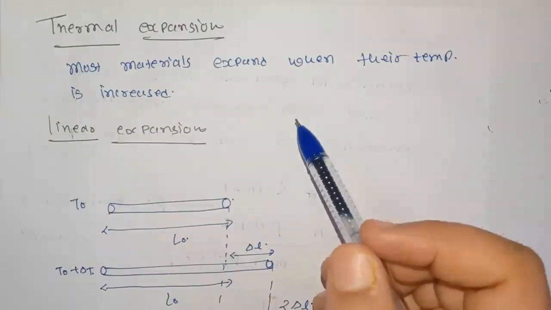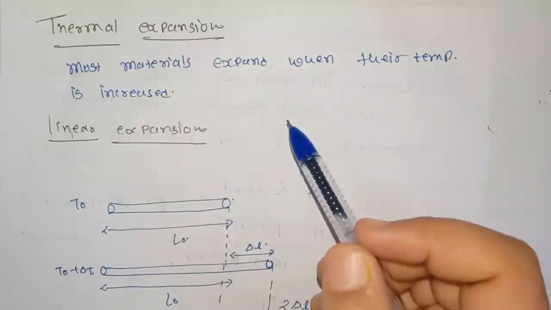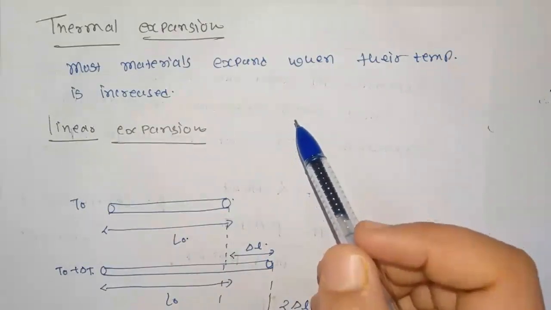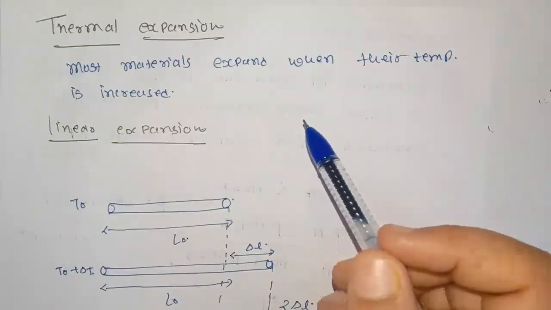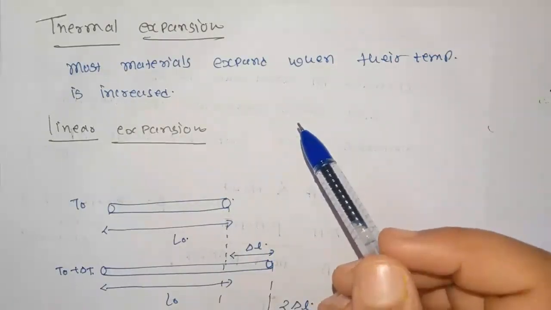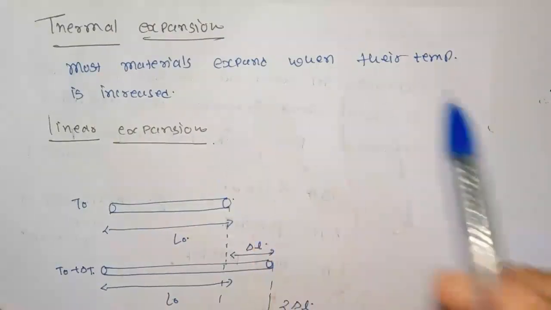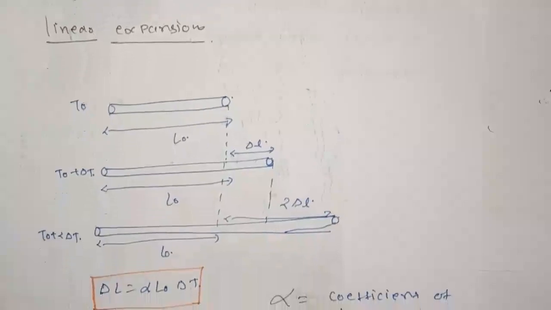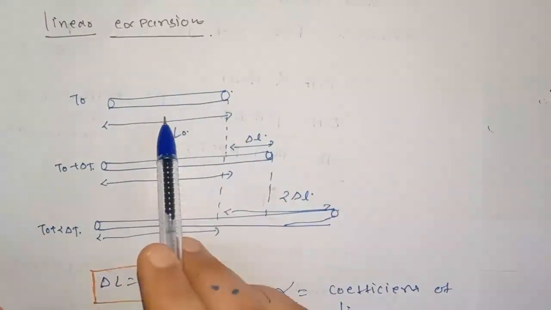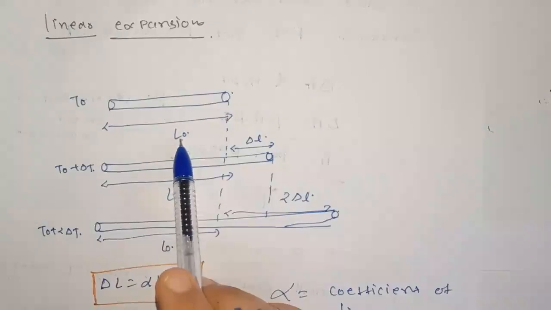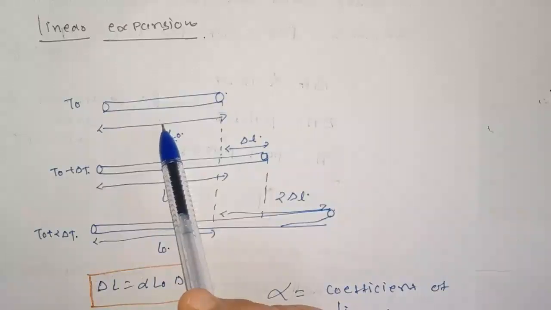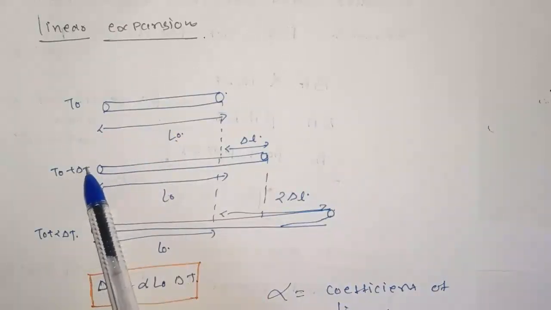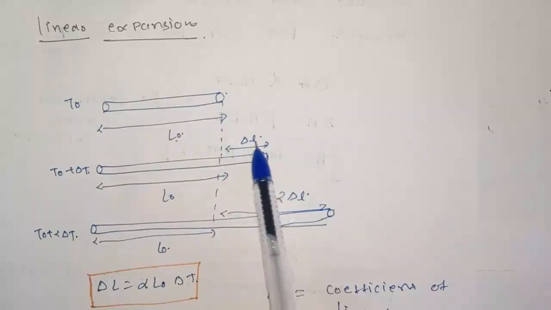Basically, there are three types of expansion: the linear expansion, that is change in length; the areal expansion, that is change in area; and the volumetric expansion, that is change in volume, all due to the change in temperature. So let us see them one by one. First, the linear expansion. Suppose a rod of some material has length L0 at some initial temperature T0. When the temperature changes by delta T, the length changes by delta L.